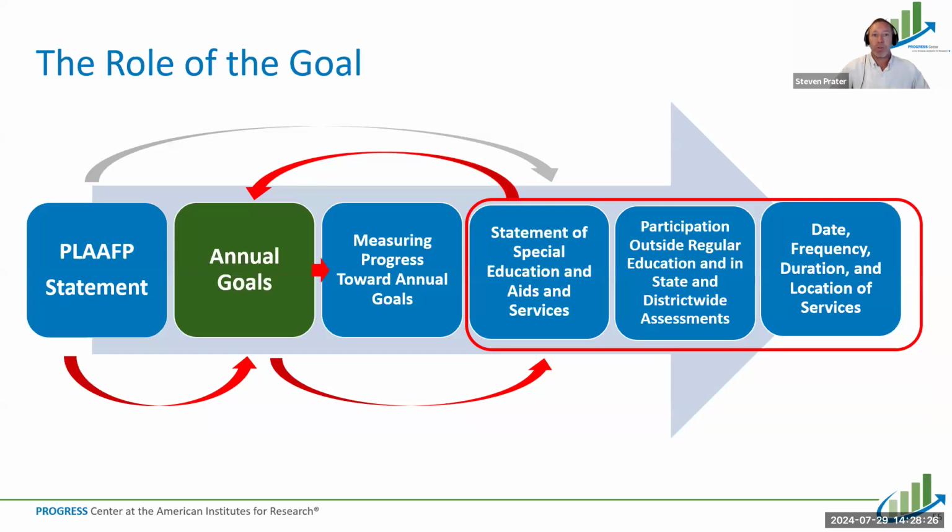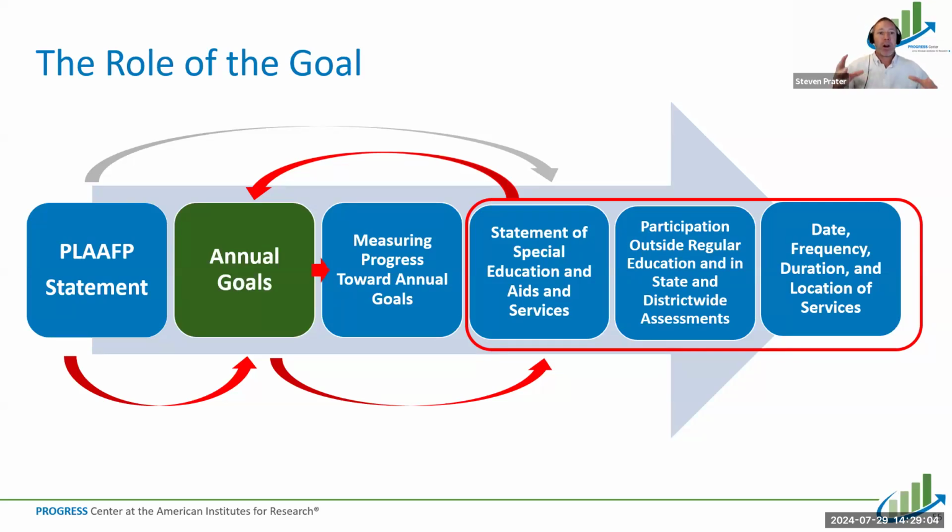So let's talk about goals a little bit more. Going back to our graphic that shows how everything's connected together, just a reminder, those annual goals come from those needs in the PLAF statement. Not every need in the PLAF statement is going to need a goal. We don't want a student to have 20 goals, because that's probably not realistic for that student to work towards and to try to achieve. But there are things on that PLAF statement that we call primary needs. What are the most important needs that we need to address from that PLAF statement? Those are the things we want to have goals on.